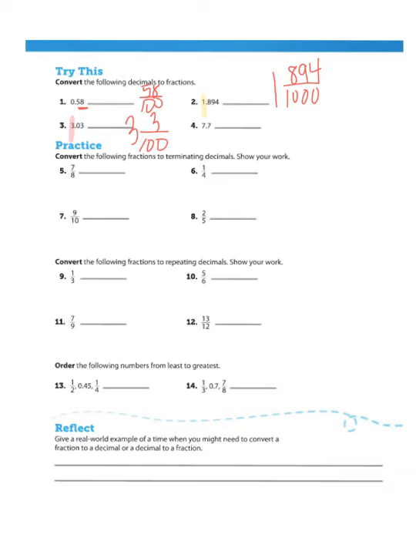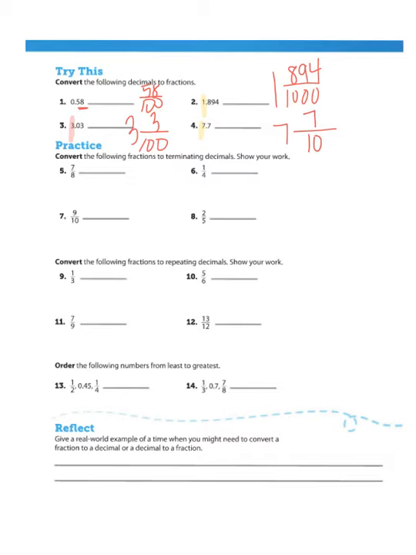7.7. I have a number that comes before the decimal point, so that's going to be my whole number. That's going to be my outside number. Now, my denominator, look at your place value. How many place values do you have? You have ones, tenths. So my denominator here is going to be 10. So 7.7 would be 7 and 7/10.